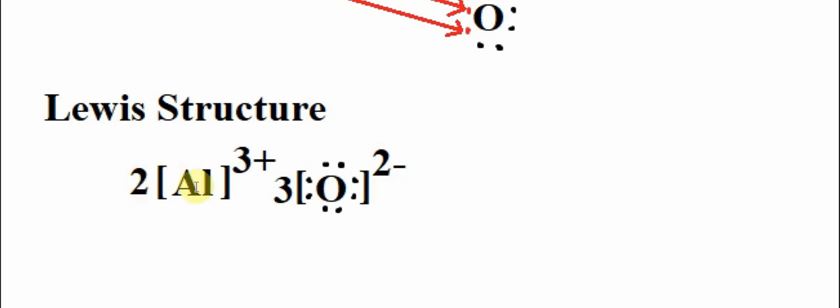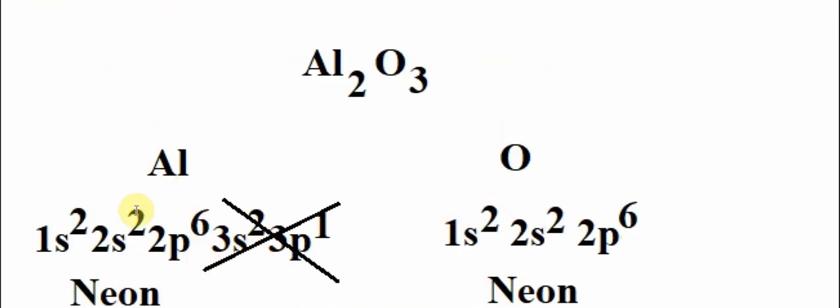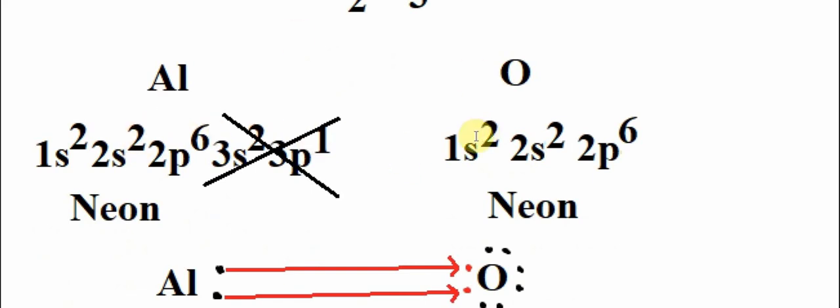We have 2 aluminium and we have 3 oxygen. The aluminium lost 3 electrons, that's why we have 3 plus. And because the oxygen receives 2 more electrons in the outer layer, you get 2 minus in here. So this is the answer for the Lewis structure, and I explained it using the electron configuration, to help you understand why they need to share and receive electrons.